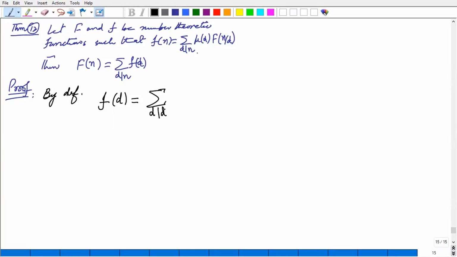So if you put d here and here, we must change this d. So this will be d prime, μ(d prime). So d will be replaced by d prime and n will be replaced by d. Okay. So f(d by d prime).